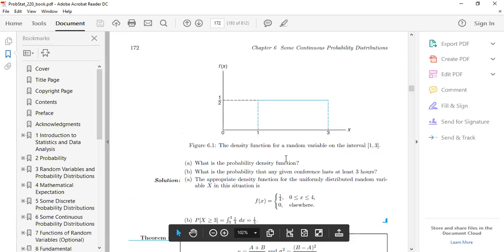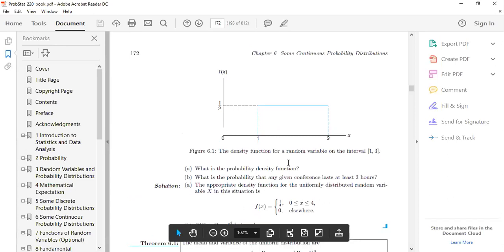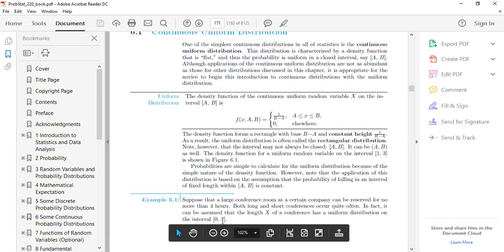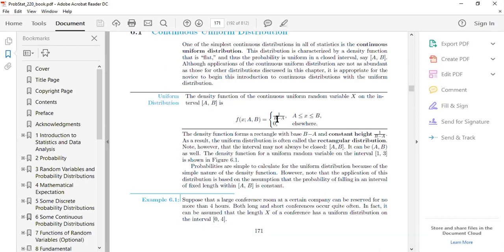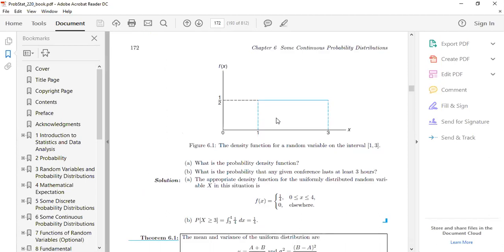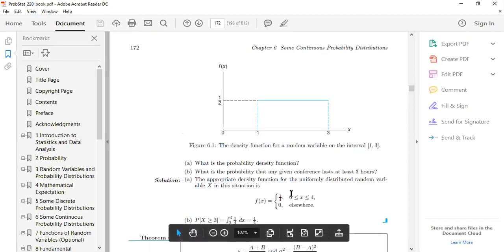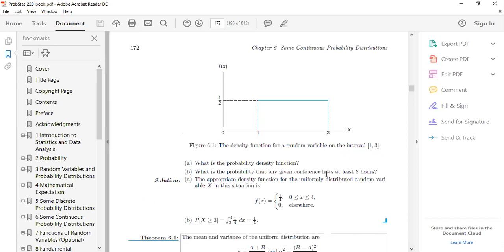The question is, what is the probability for that density function? Now you can see over here in this density function, my length is 0 to 4, right? The interval is 0, so a equals 0, b equals 4. So b minus a is 4 minus 0, which equals 4. So 1 over 4. So my function f(x; a, b) is equal to 1 by 4, right, guys? And x lies between a and b, that is 0 to 4. What is the probability that any given conference lasts at least 3 hours? At least 3 hours means 3 and more than 3.